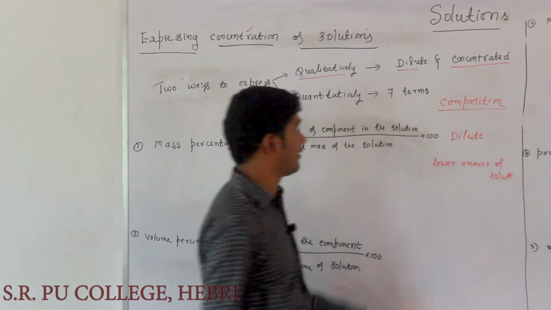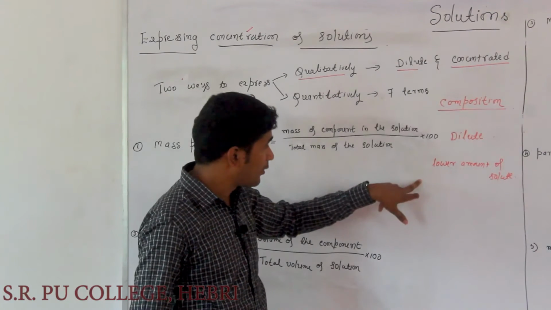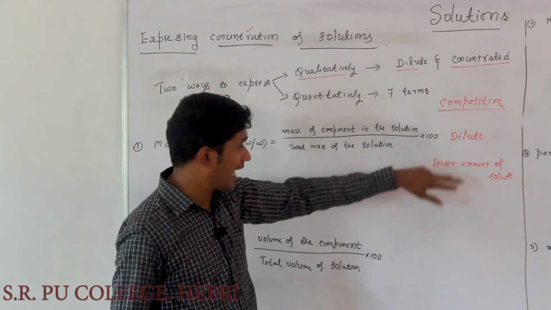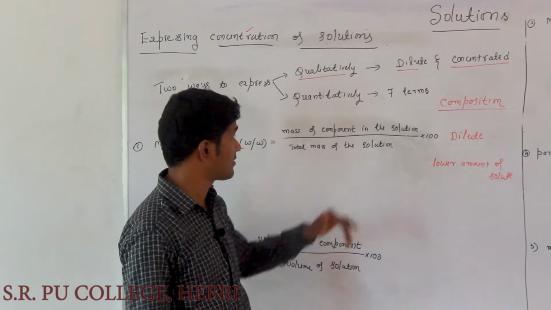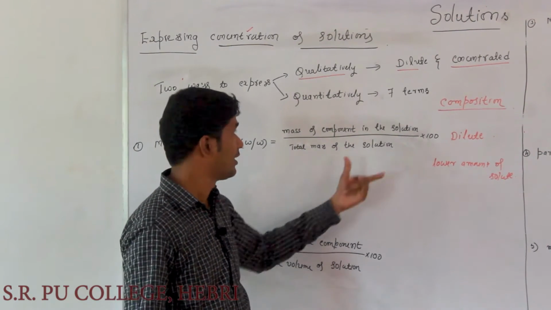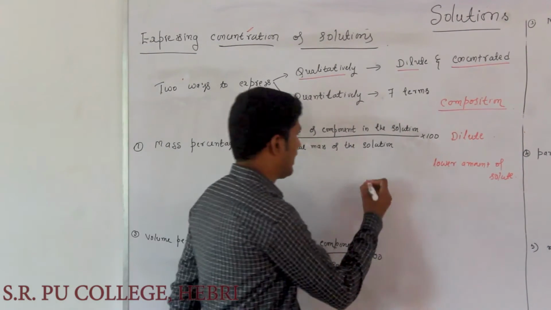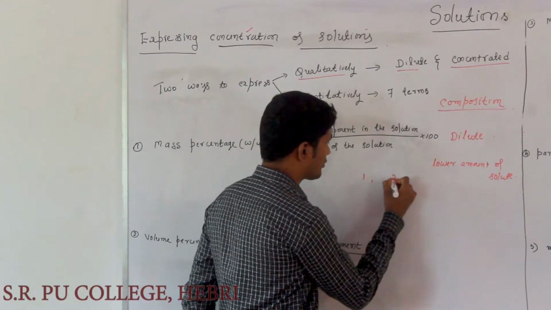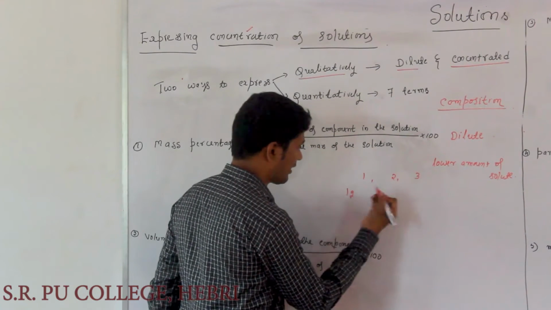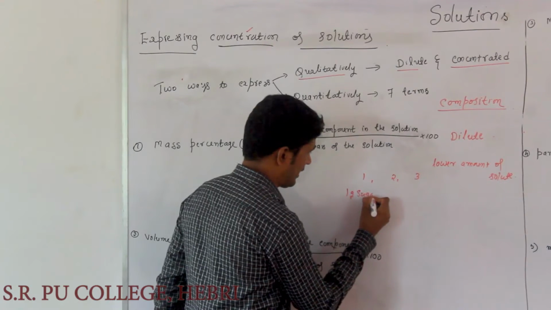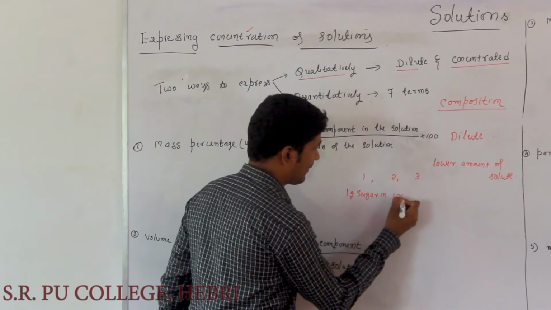In concentrated solution, the amount of solute is more. They have higher amount of solute. Now I will give you examples for concentrated and dilute solutions so you can differentiate. You take three solutions, 1, 2, 3. In the first solution, you have dissolved 1 gram of sugar in 100 ml of water.